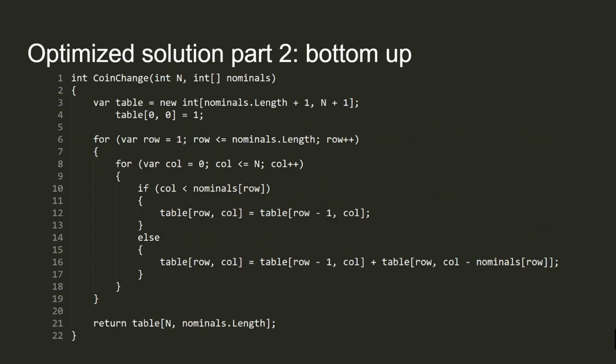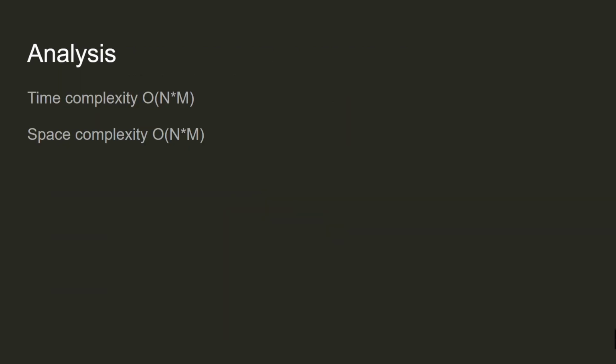I think we are ready for implementation. Let's initialize our table with the number of nominals plus 1 for rows and the amount of change required plus 1 for columns. Next, we need to set up a base case, 0 nominal and 0 cents with 1. Now let's iterate through rows and columns in order to use our formula to calculate the number of possible ways to give a change, and let's not forget the case where the change required is less than the nominal. And return the last cell of the table as the result. So this will be our solution. We got rid of recursion and our complexity is O(m*n), and we use additional memory.